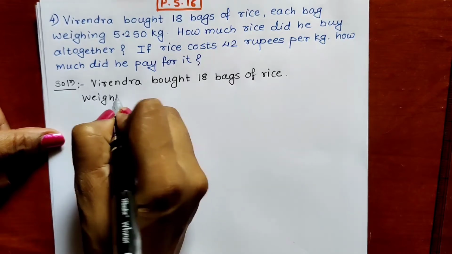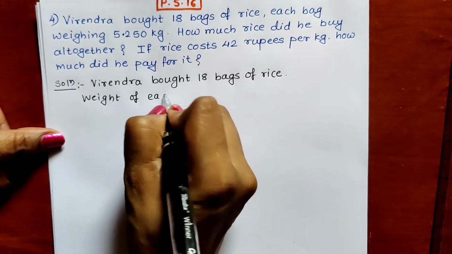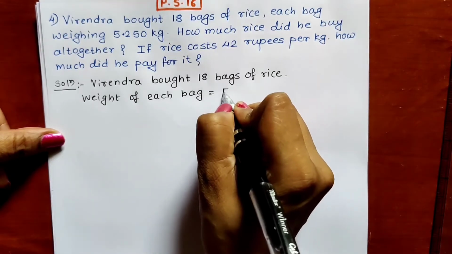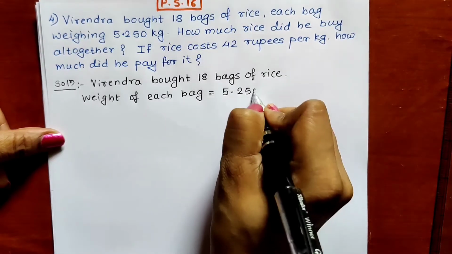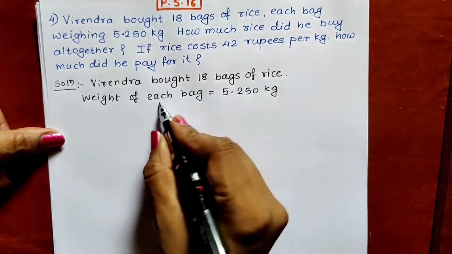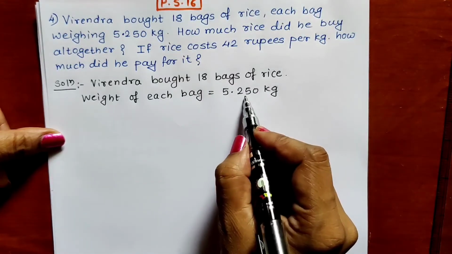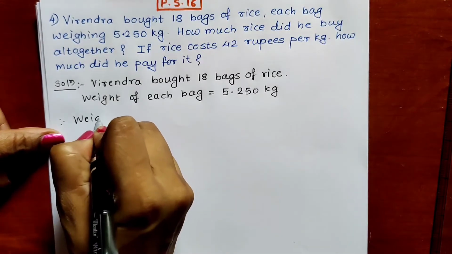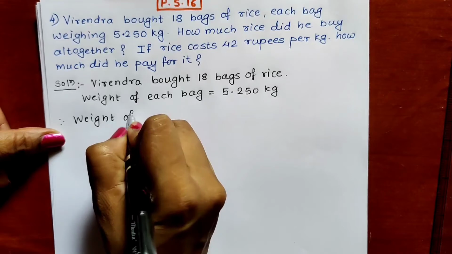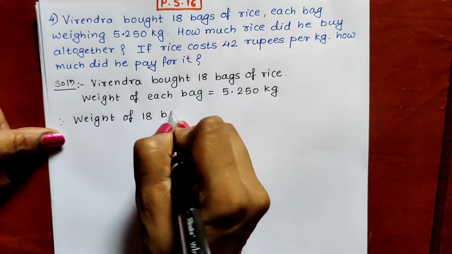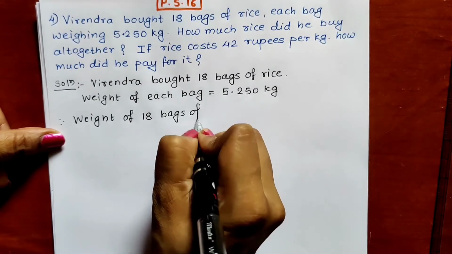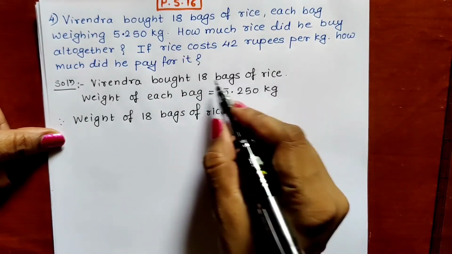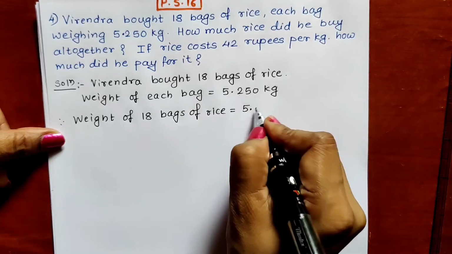Weight of each bag is equal to, what is the weight? 5.250 kg. Okay, each bag means one bag. Weight of one bag is 5.250 kg. Therefore, weight of 18 bags of rice. What will we have to do? We have to multiply this 5.250 into 18.